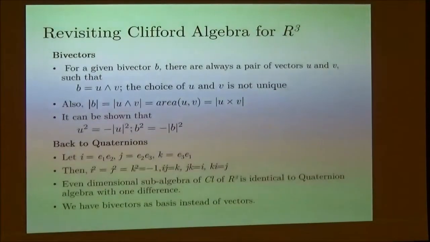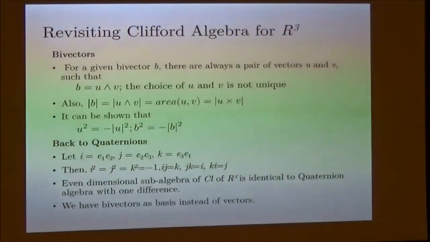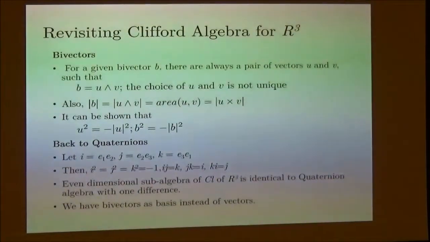All right, now let's talk a little bit about the bivectors, because bivectors look kind of strange, right? They have multiplication of two basis vectors. If you have a given bivector B, you can always find a pair of U and V such that B is equal to U wedge V. So it's possible. The plane defined by U and V is unique, which means B is represented uniquely. But of course, the choice of U and V may not be. You can pick another pair of U and V, but you get the same plane, you get the same bivector.